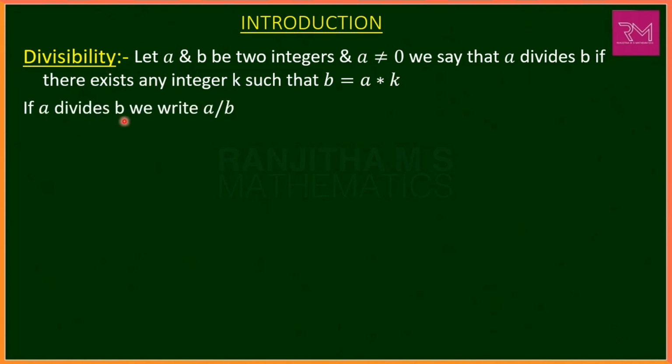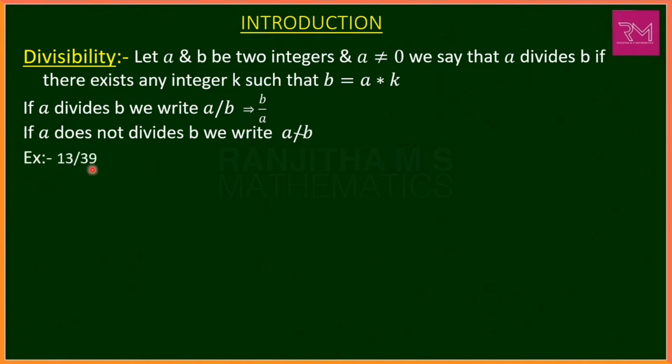If a divides b, we can write it with this symbol: a divides b. This is the symbol of a divides b. Here a divides b is the same as b divided by a. Both are the same. If a does not divide b, we can write it with this symbol, that is, a does not divide b.